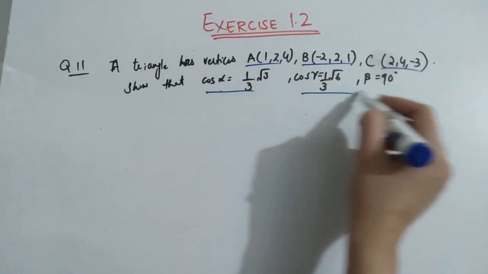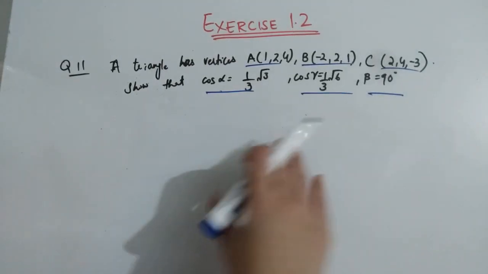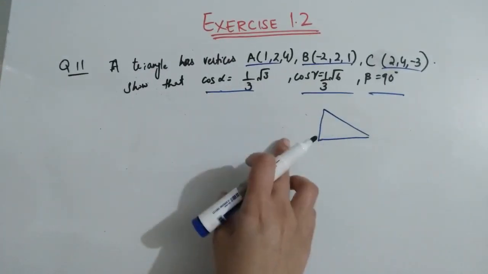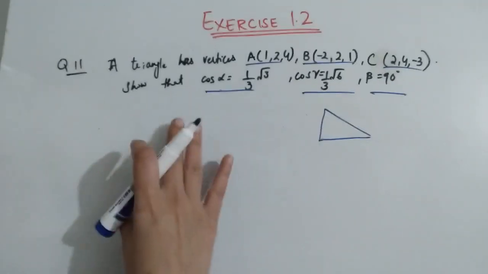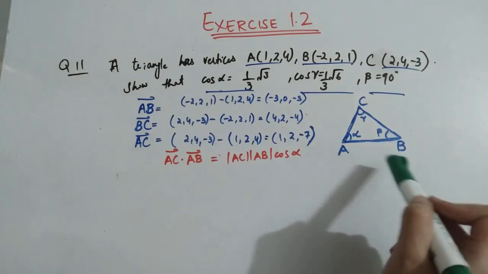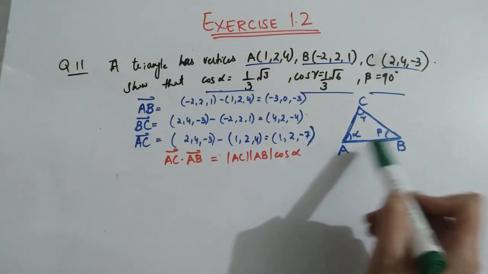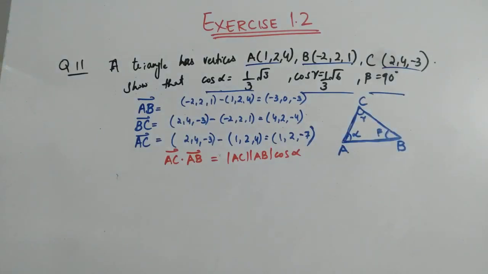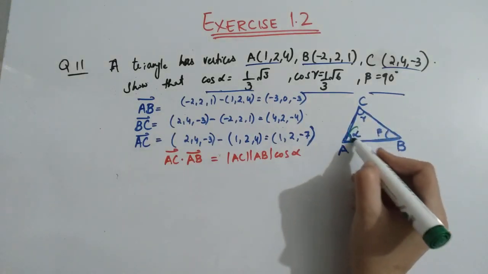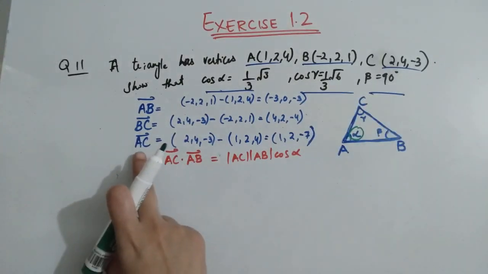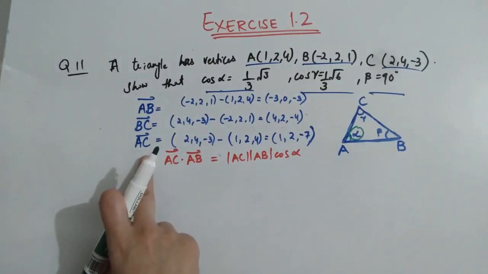These three things you have to prove. Now before starting, you have to find the vertices made by these points, that is AB, BC and CA. You will take the angle alpha on vertex A, angle beta on vertex B and angle gamma on vertex C. Now you see that the angle alpha is between AB and AC. That's why you have to find AC, not CA.